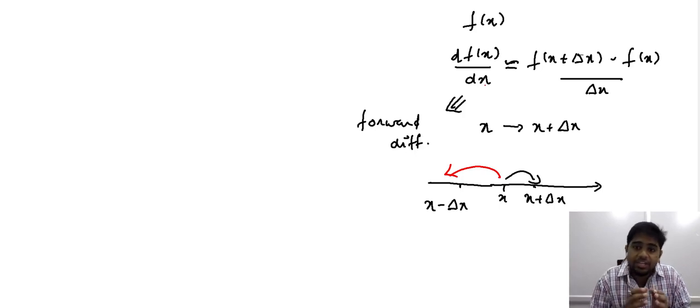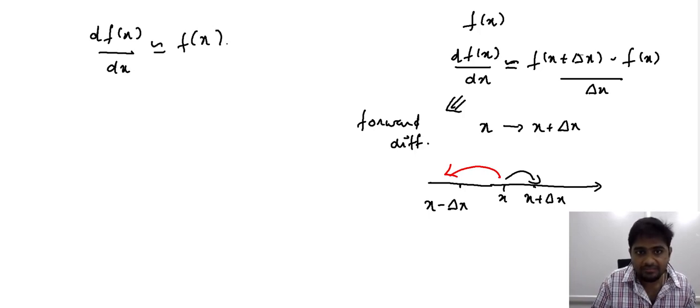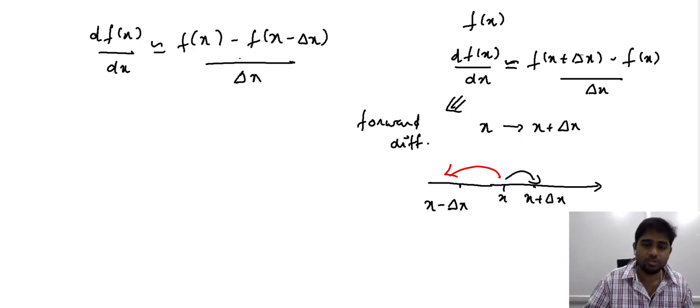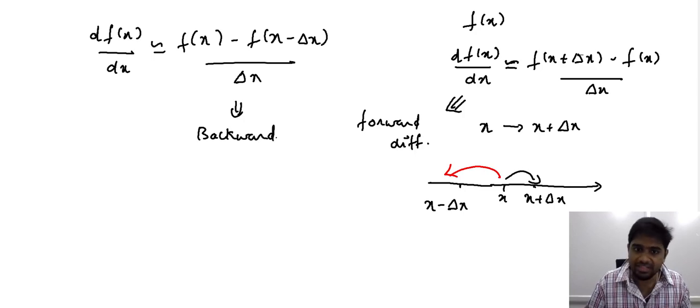Now in this case, in order to estimate the derivative, we are moving backward. So the derivative of this function when we move backward to find a new point is of this form, that is f of x minus delta x divided by delta x. So what we have is, we move forward to arrive at this expression, we move backward to arrive at this expression.